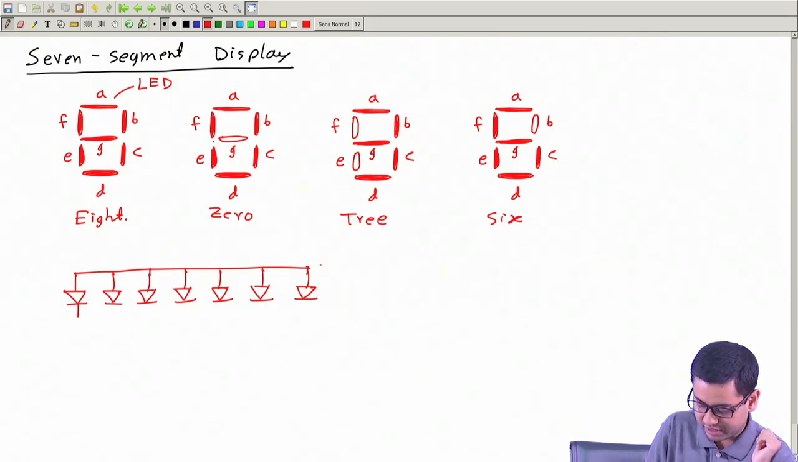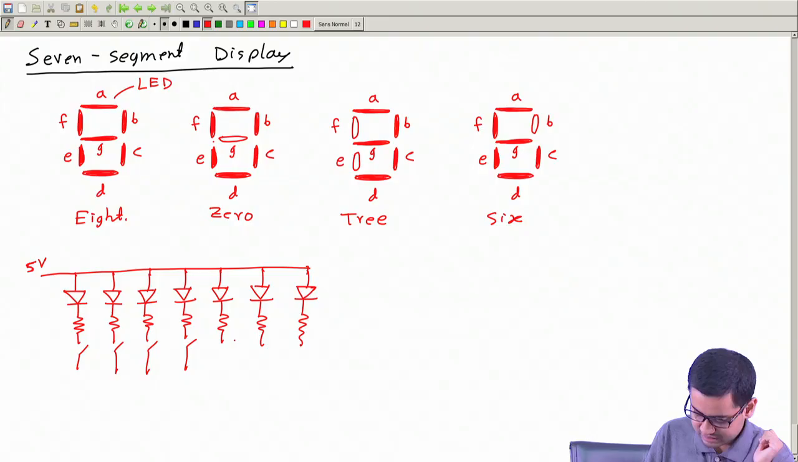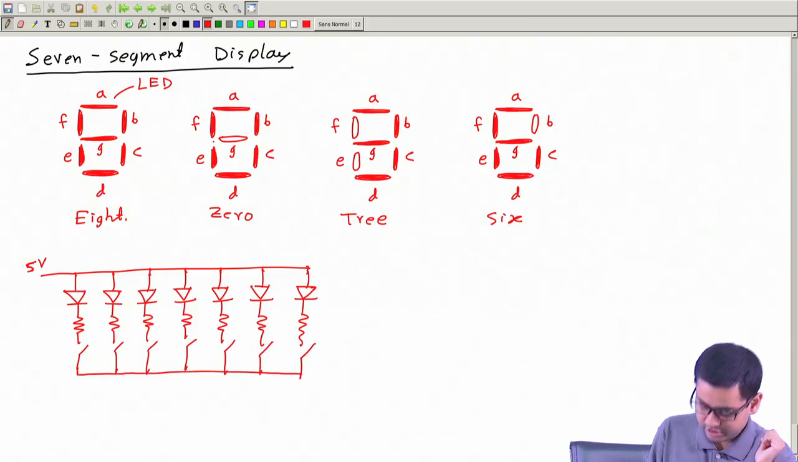Common means all anodes are connected together. All the positive sides are connected together. And say I connect this to 5 volt, some voltage. Okay, and on the other side I connect some suitable resistance, and I have a switch. And after this switch, this side, which is the negative side, they are all connected to 0 volt.